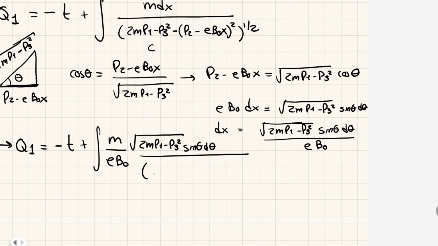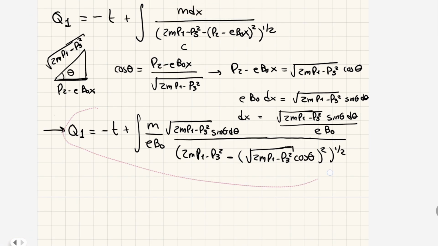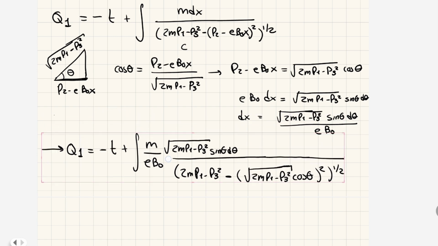Well, the first piece is going to remain the same, 2mp1 minus p3 squared, and then minus, well, we have this, right? But it is equal to all this. So we are going to substitute that. So we will get that this multiplies the square root of 2mp1 minus p3 squared cosine theta, and this is squared, right? So it will be like this, and then this is all raised to the 1/2. Let me move this integral just so as not to get confused with the quantity that we have above.